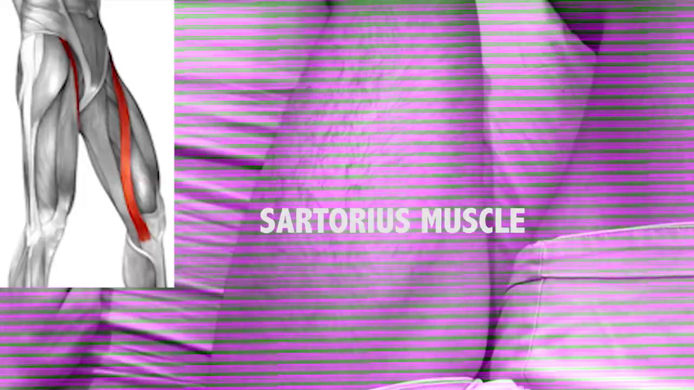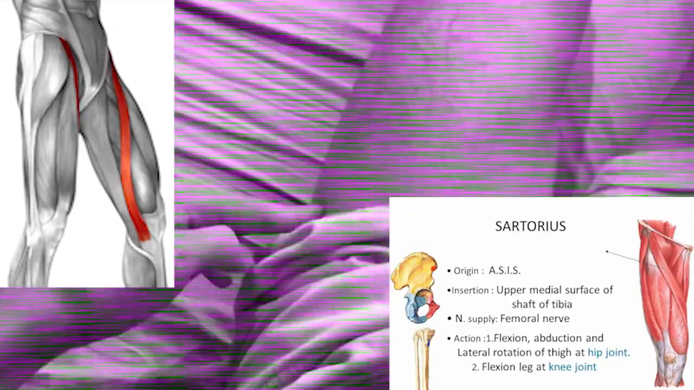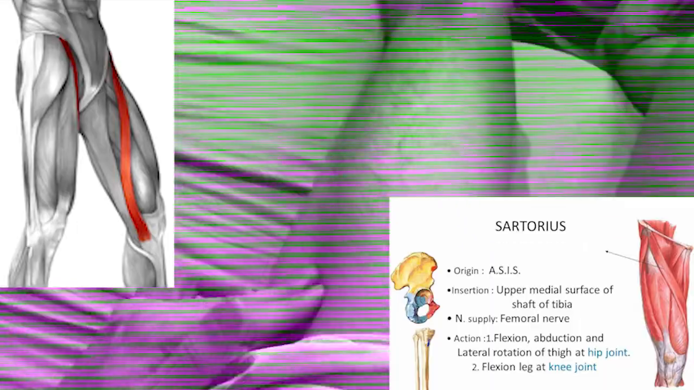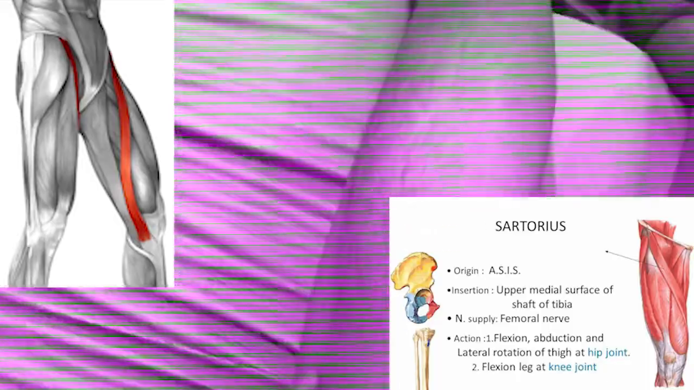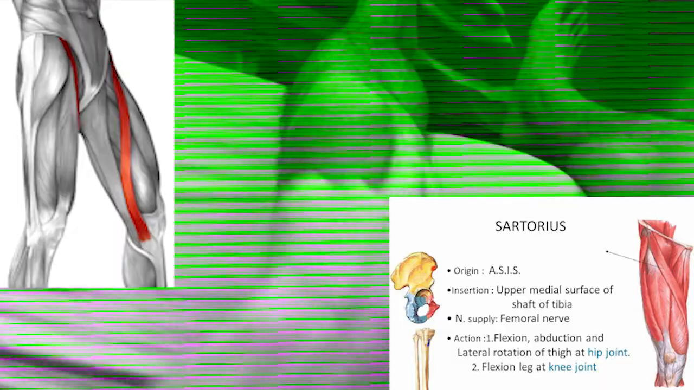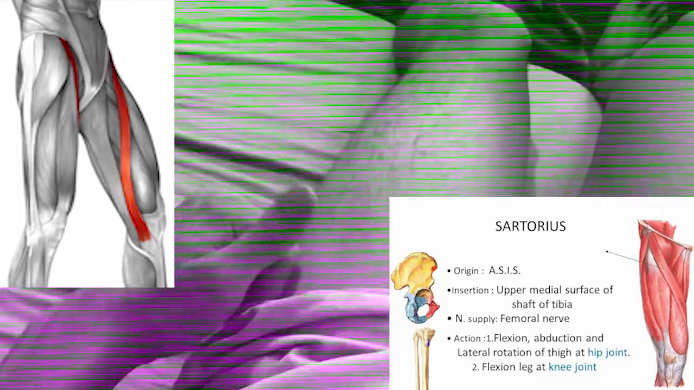So let's move on to the sartorius muscle. The sartorius muscle is the longest muscle in the human body. The origin of the sartorius muscle is the anterior superior iliac spine of the pelvic bone, and from there it runs spirally towards the knee region. So it inserts at the pes anserinus medially from the tibial tuberosity, and at the hip it can flex and weakly adduct and laterally rotate the thigh.